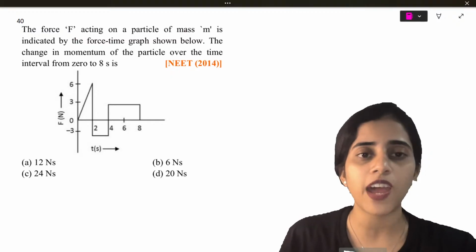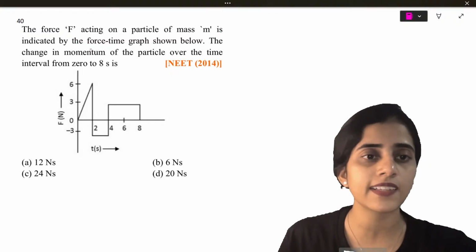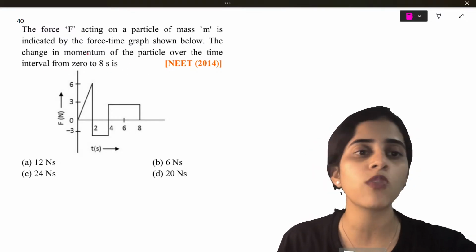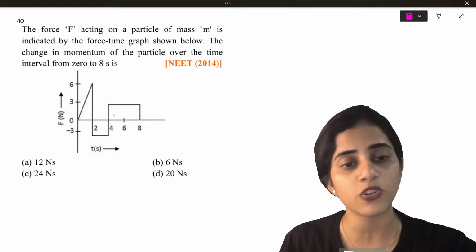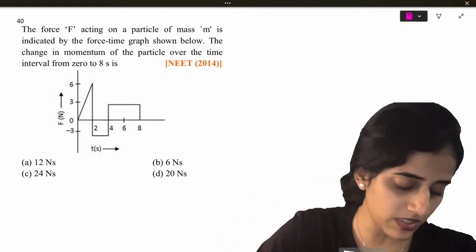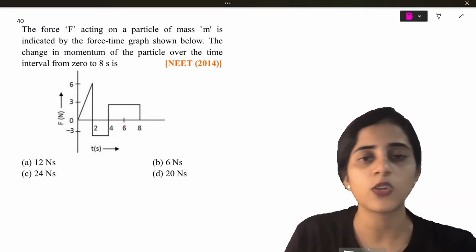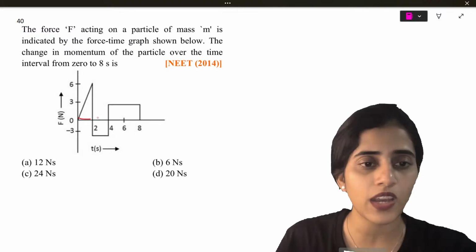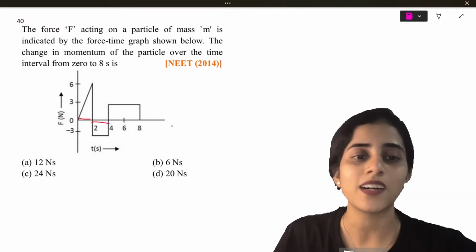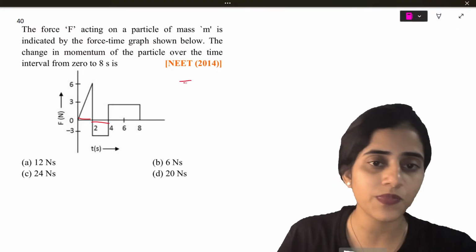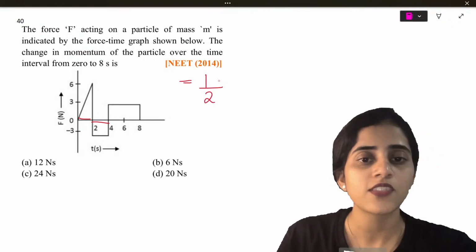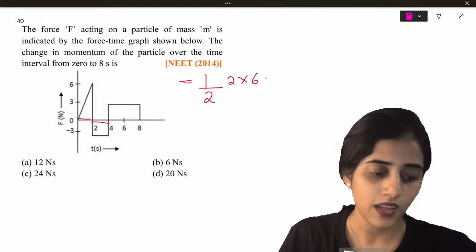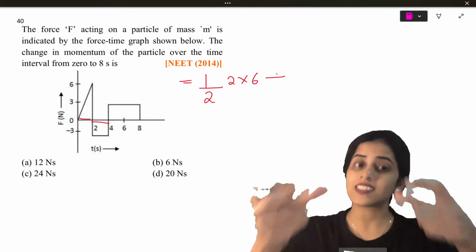The force F acting on a particle of mass m is indicated by the force time graph shown below. The change in momentum of the particle over time from interval 0 to 8 seconds is. So whenever you have graph questions, I've told this many times, usually you are asked to find out the area under the graph. Okay. So let's do the same thing here. We have a triangle, a square and a rectangle. So first thing, area of the triangle would be half into, what is the base? 2. What is the height? 6.